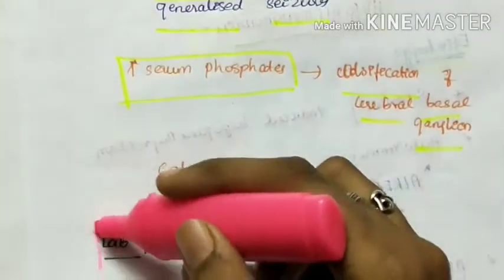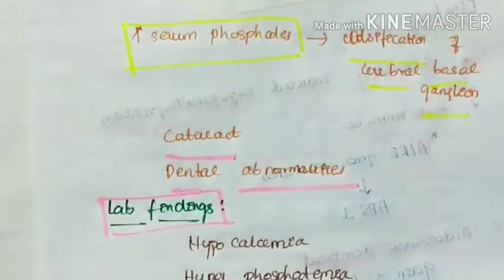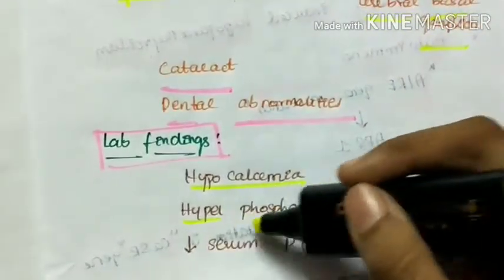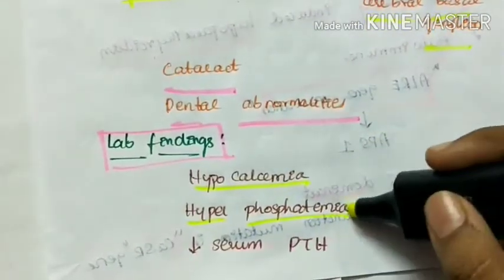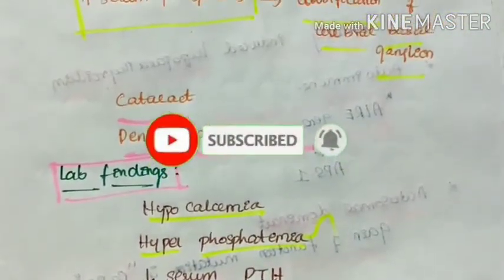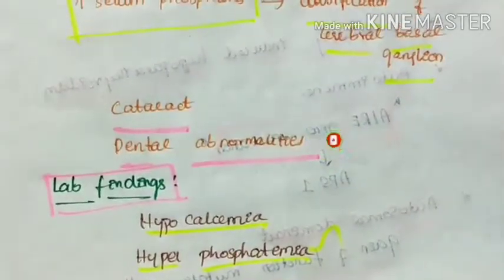Lab findings of hypoparathyroidism. There is hypocalcemia, hyperphosphatemia due to retention of phosphate, and there is decreased serum parathyroid levels. This is about the pathology of parathyroid glands. Thank you.